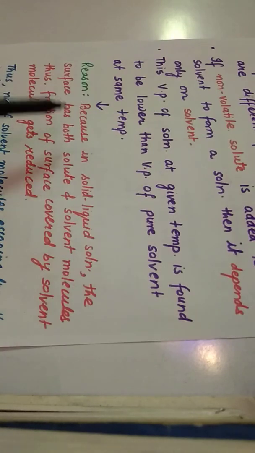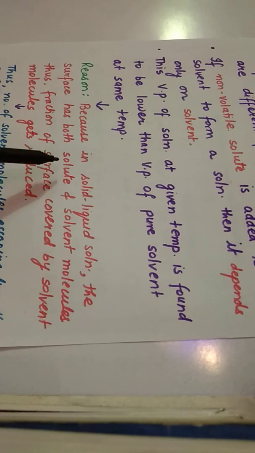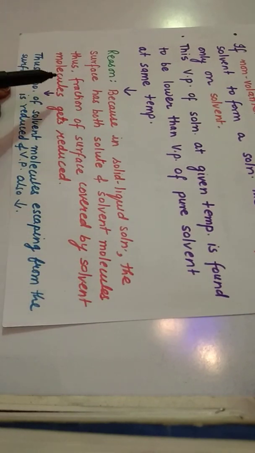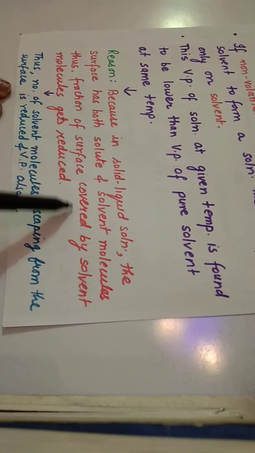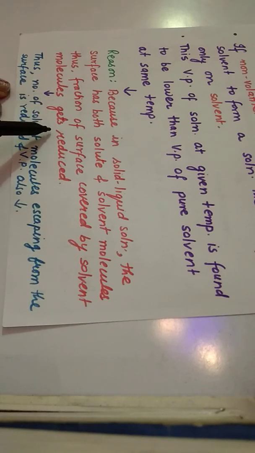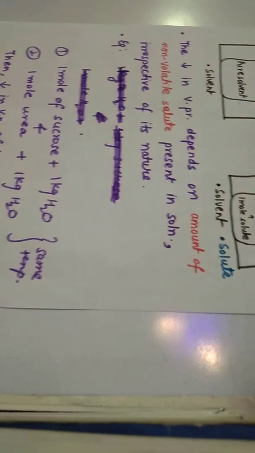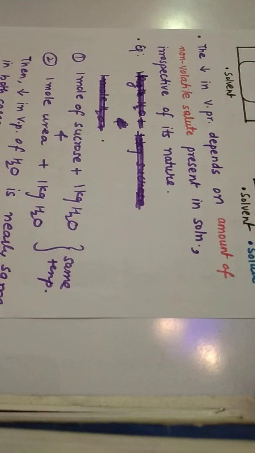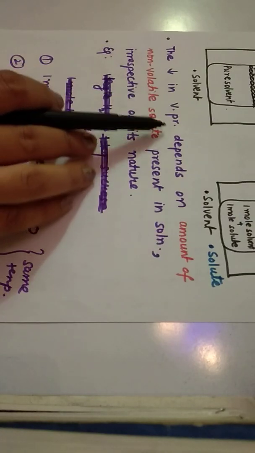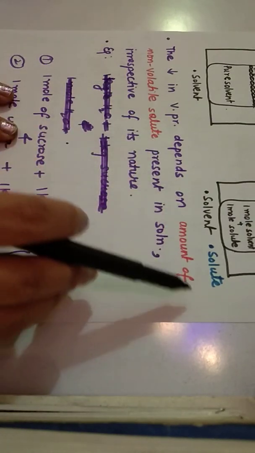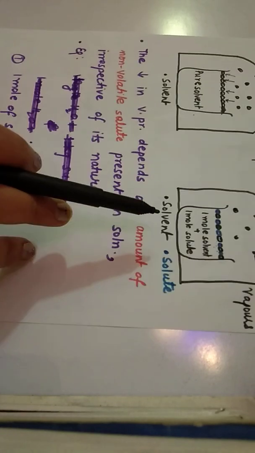Why is it so? Because in a solid-liquid solution the surface has both solute and solvent molecules. Thus the fraction of surface covered by solvent molecules gets reduced. Thus the number of solvent molecules escaping from the surface is reduced and thus the vapor pressure also decreases.